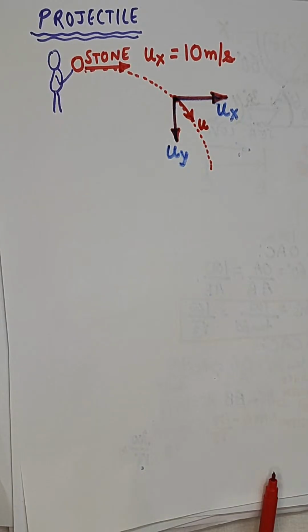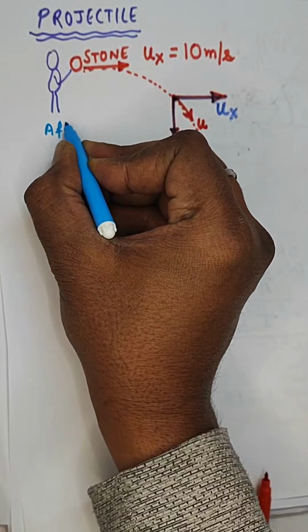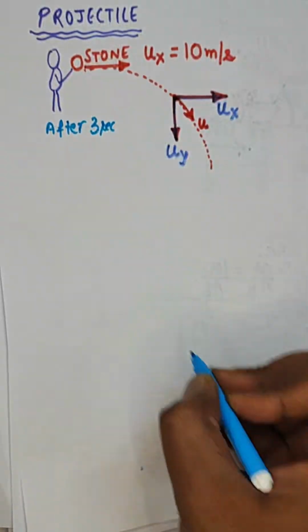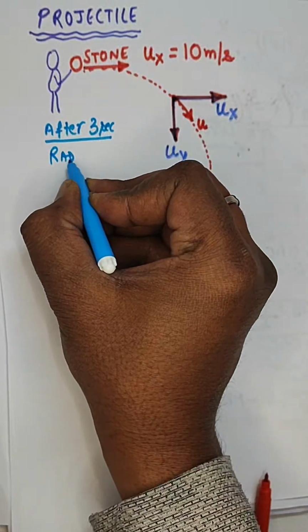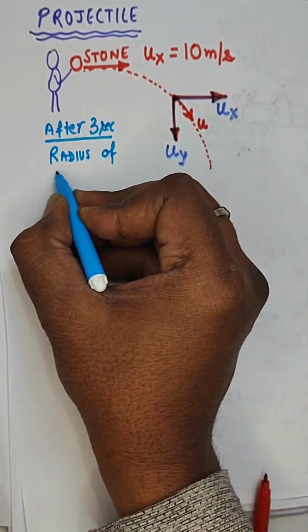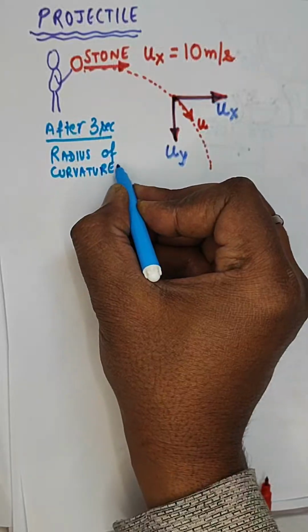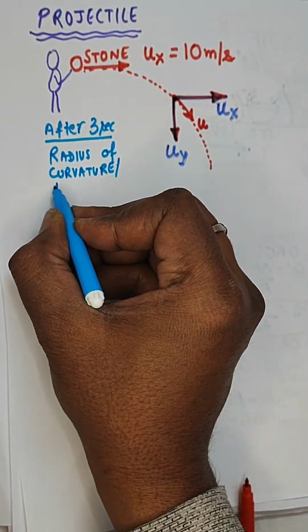Now, the question is: find the radius of curvature of this trajectory at the end of 3 seconds. So the data is given to you. Let me write it over here: after 3 seconds, radius of curvature for the trajectory.